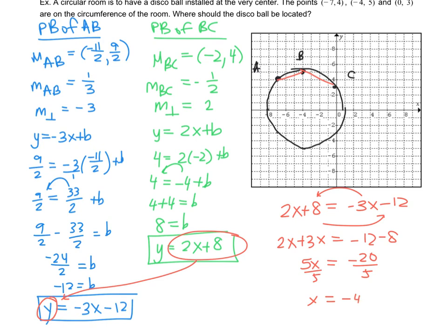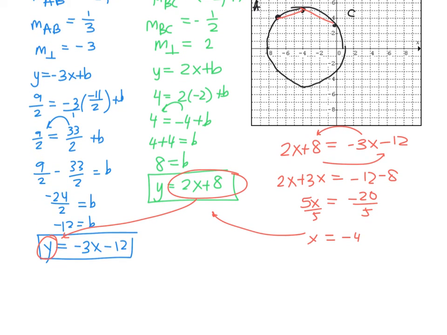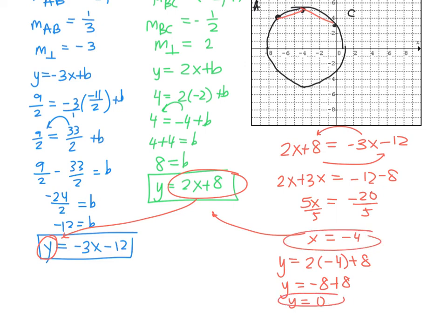Now I'm going to take this x value and I'm just going to plug it into my second perpendicular bisector. It really doesn't matter which one you plug it into, but instead of x I will put -4. And now 2 times -4 is -8, and when we add on 8, we get 0. So there is our point of intersection, which is the center of the circle. Therefore, the center is at -4, 0. And there we are. Find two perpendicular bisectors and find the point of intersection to get that center.